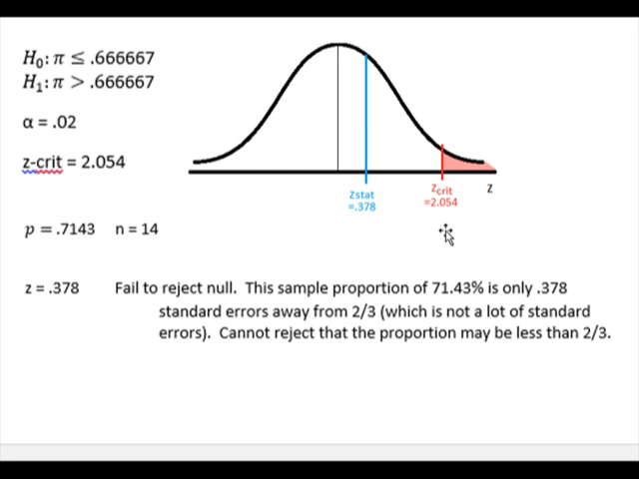It might be 0.66, it might be 0.65. For all we know, it might be 60% or even 50%. Because our sample proportion was only slightly above that, our evidence is not conclusive enough to say that that null hypothesis is false.